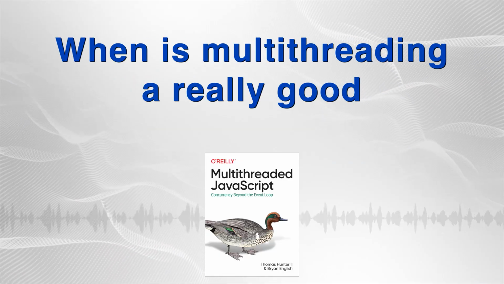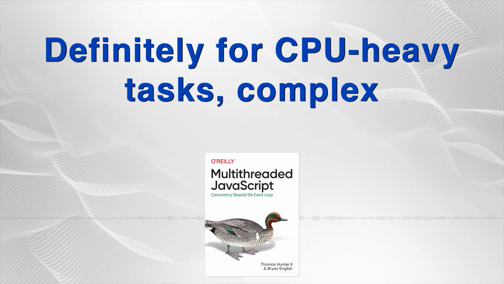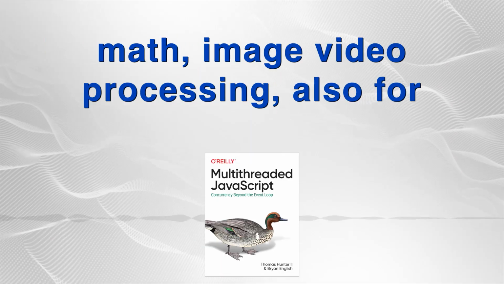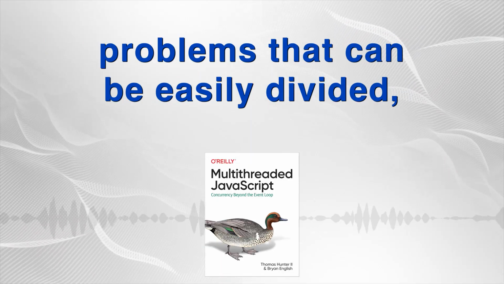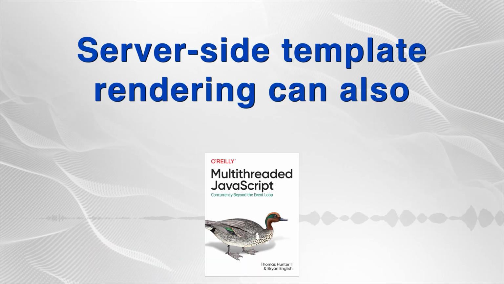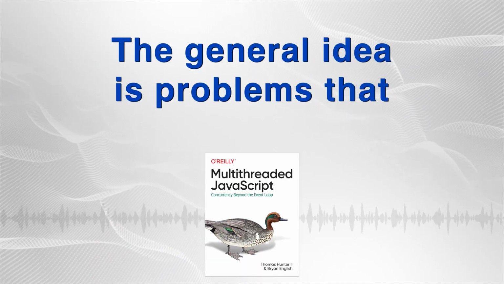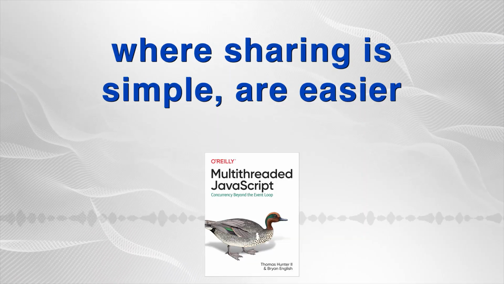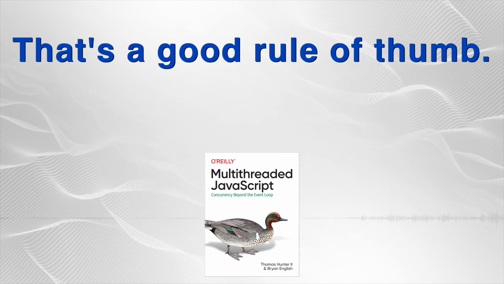When is multithreading a really good fit then? Definitely for CPU-heavy tasks, complex math, image and video processing, also for problems that can be easily divided, like in MapReduce patterns used in search or databases. Server-side template rendering can also benefit. The general idea is problems that don't need much shared data or where sharing is simple are easier to parallelize. That's a good rule of thumb.